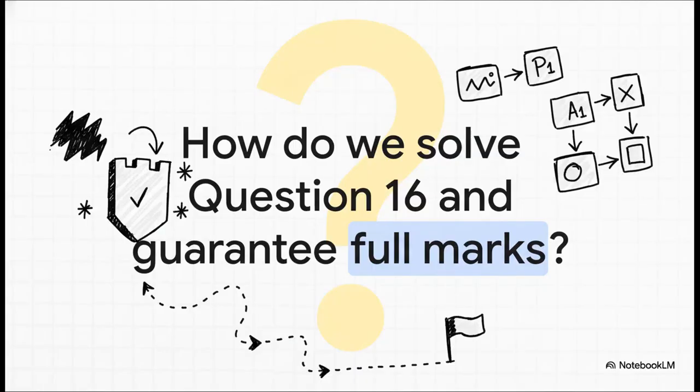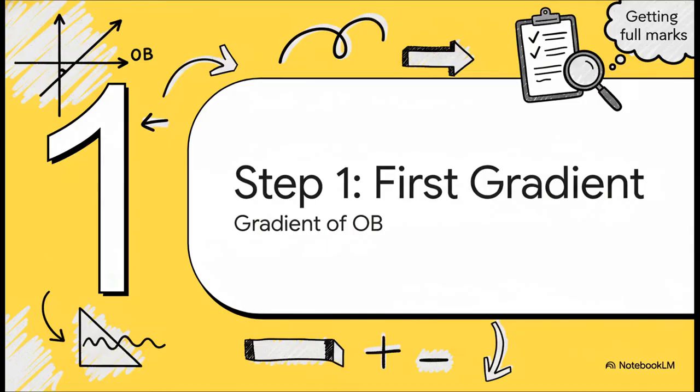So that's the big question, right? How do we put together an answer that an examiner can just glance at and immediately know where to award every single point? We're on a mission here for a string of P1s. Those are for your process, and that final glorious A1 for accuracy. Let's start the journey. All right, step 1.